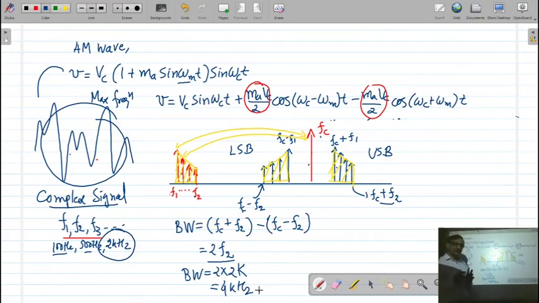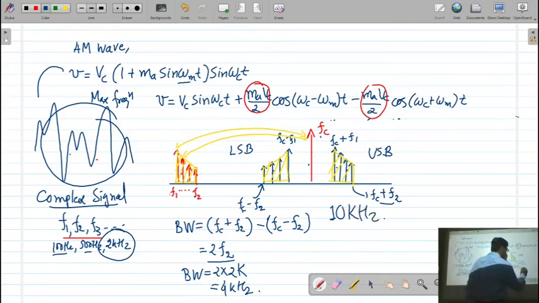But you have to remember, in any case, the bandwidth of the modulated wave should not be greater than 10 kHz. That is the limitation, you can say, in the case of amplitude modulation. Okay? Now, let us have one simple example.